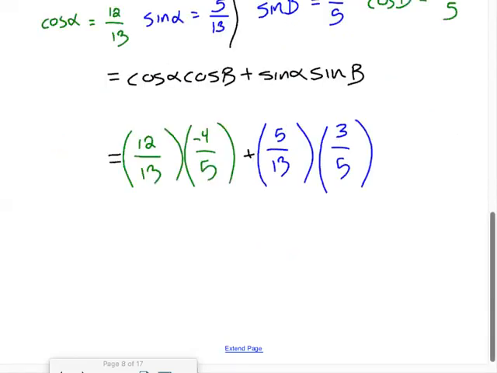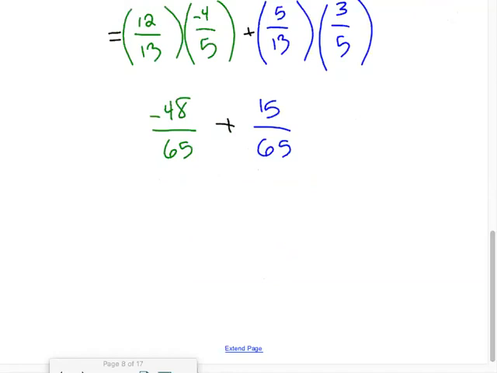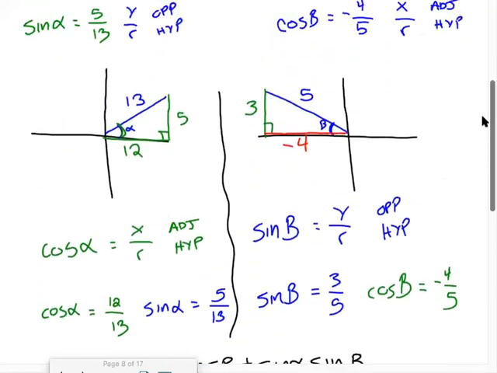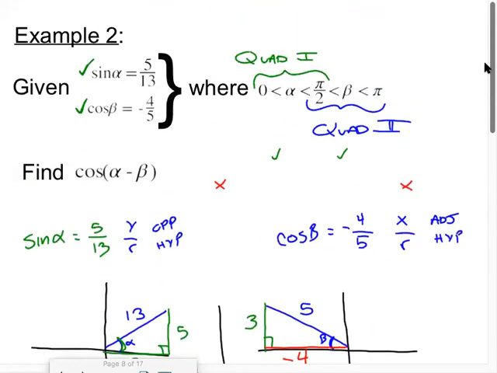This is just simple simplification. On the left side here, -48 over 65, plus 15 over 65. Condense, combine: -33/65. This is our answer. This is, I believe, cosine of alpha minus beta to begin with. Let's go back up and just double check. Cosine alpha minus beta. Good.